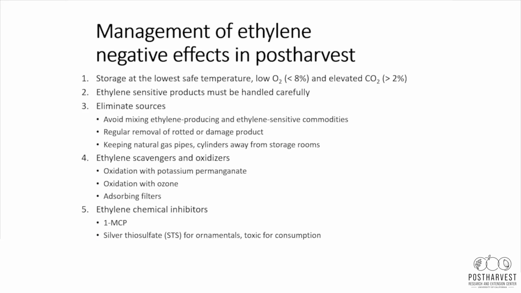The use of ethylene scavengers and oxidizers is important because they can oxidize ethylene using potassium permanganate or ozone, or absorb it from the atmosphere. Last, there are a number of chemical inhibitors like 1-MCP and silver-based inhibitors like silver thiosulfate for ornamentals, which are not good for human consumption.